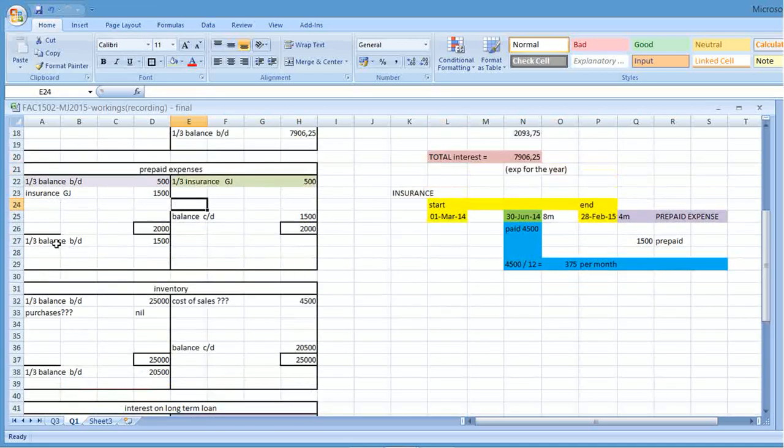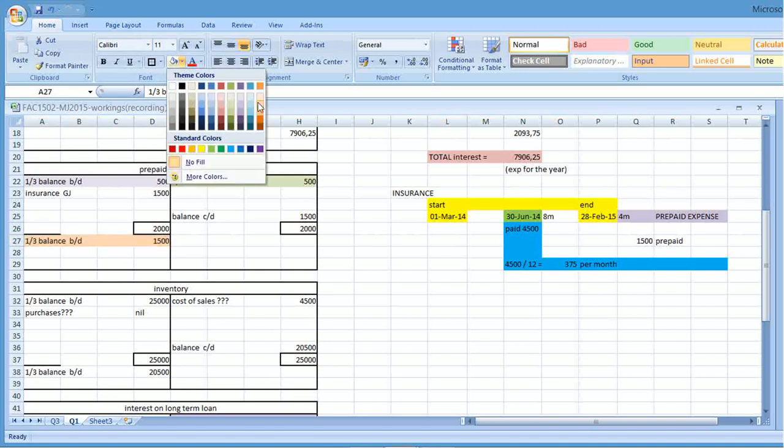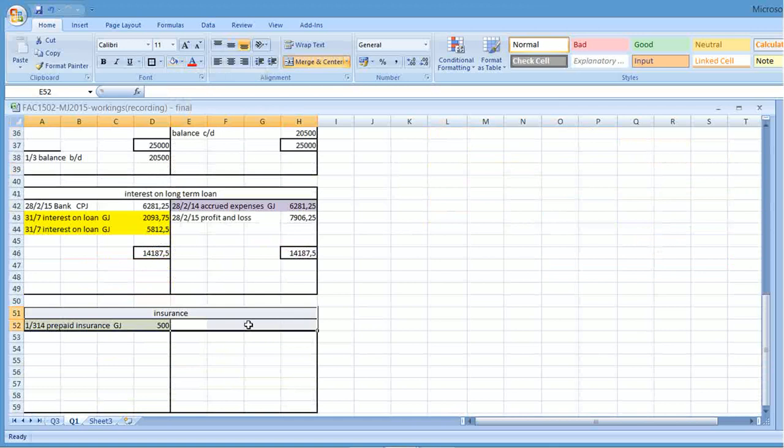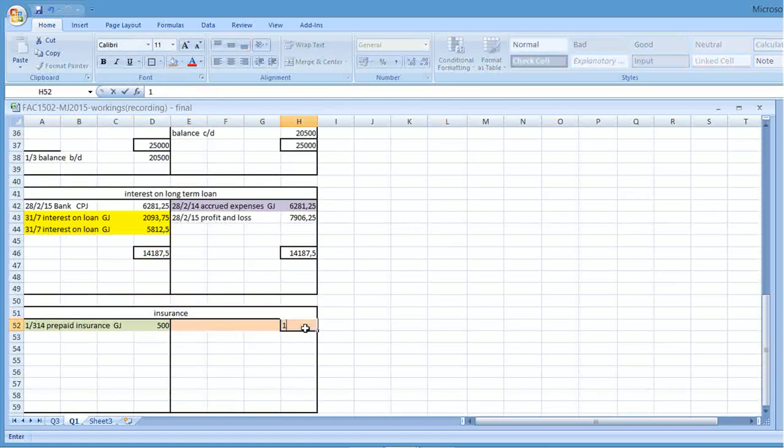We also know that there's prepaid insurance this year, 1,500. So that would have gone through here, 1,500. Oh, too many zeros. 1,500. And that would have been from the prepaid insurance on the first day of the year. Not 14, 15. Okay, prepaid insurance.